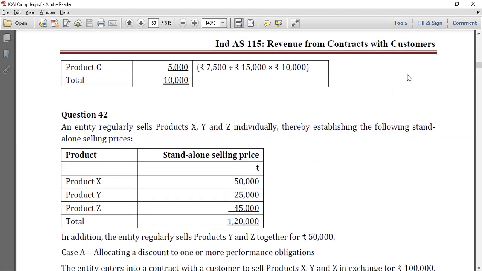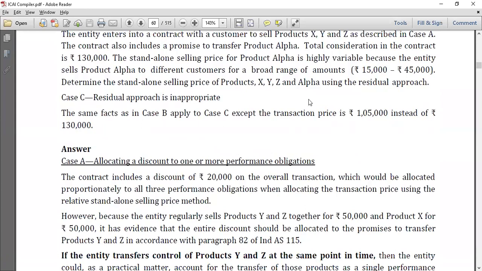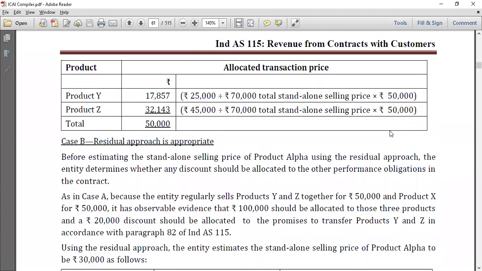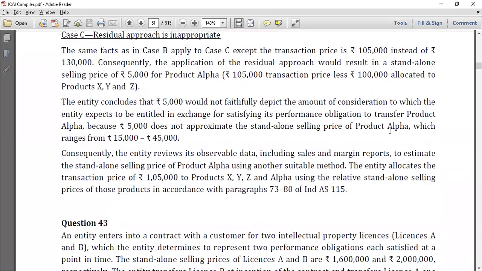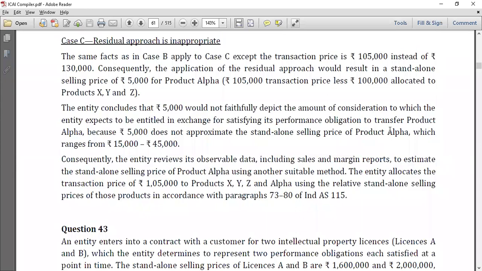Now, case C is the same thing, but here the whole transaction price is only 1 lakh 5,000 instead of 1 lakh 30,000. The same facts as in case B apply to case C also, except the transaction price is 1 lakh 5,000 instead of 1 lakh 30,000. Consequently, the application of the residual approach would result in a standalone selling price of 5,000 for product alpha. Product alpha ranges between 15,000 and 45,000, but here there is only 5,000 left to allocate to alpha.